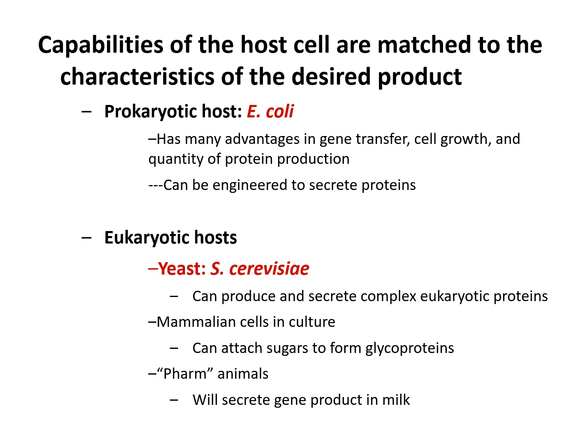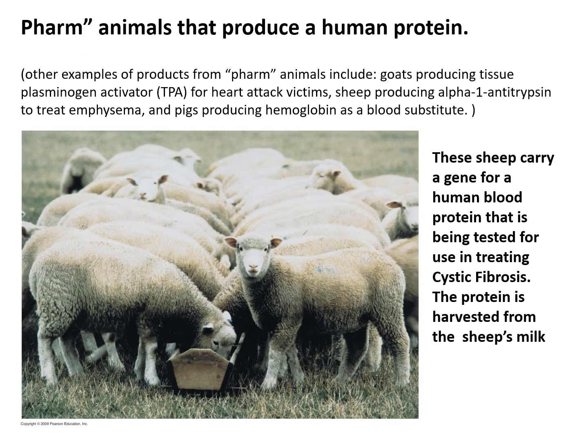Some products can't be made unless you put them into an actual mammalian cell culture, or you can also use farm animals. Farm animals will secrete the gene product in their milk, which can then be filtered, and the protein can be taken out, whatever protein that is. These are some sheep, and they carry a gene for a human blood protein that's being tested for use in treating cystic fibrosis. The protein is harvested from the sheep's milk.